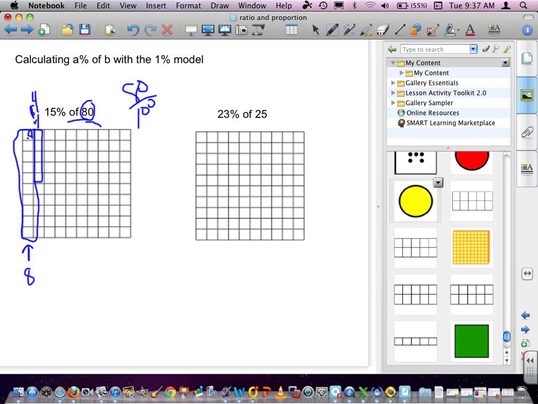So you don't, 12. You don't draw any number. Hmm?